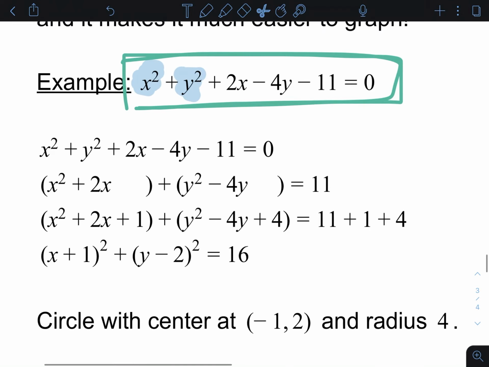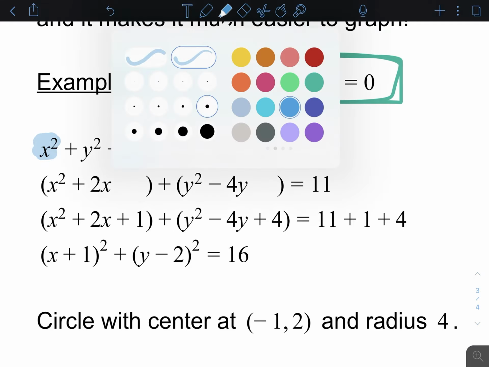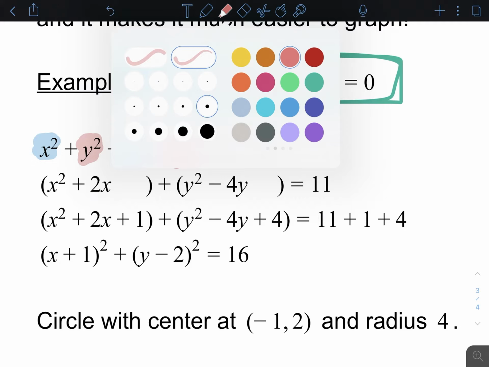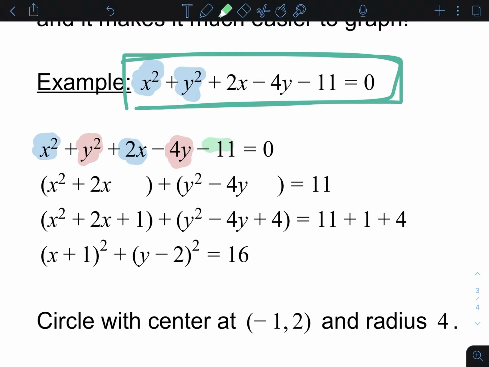The first step that we have to make is to notice what is an x term and what is a y term. And anything else that is not an x or a y, we want to pay attention to what that is as well. So there we have that. We want to put all of the x terms together near each other. So there's, oh, I used the wrong color, blue.